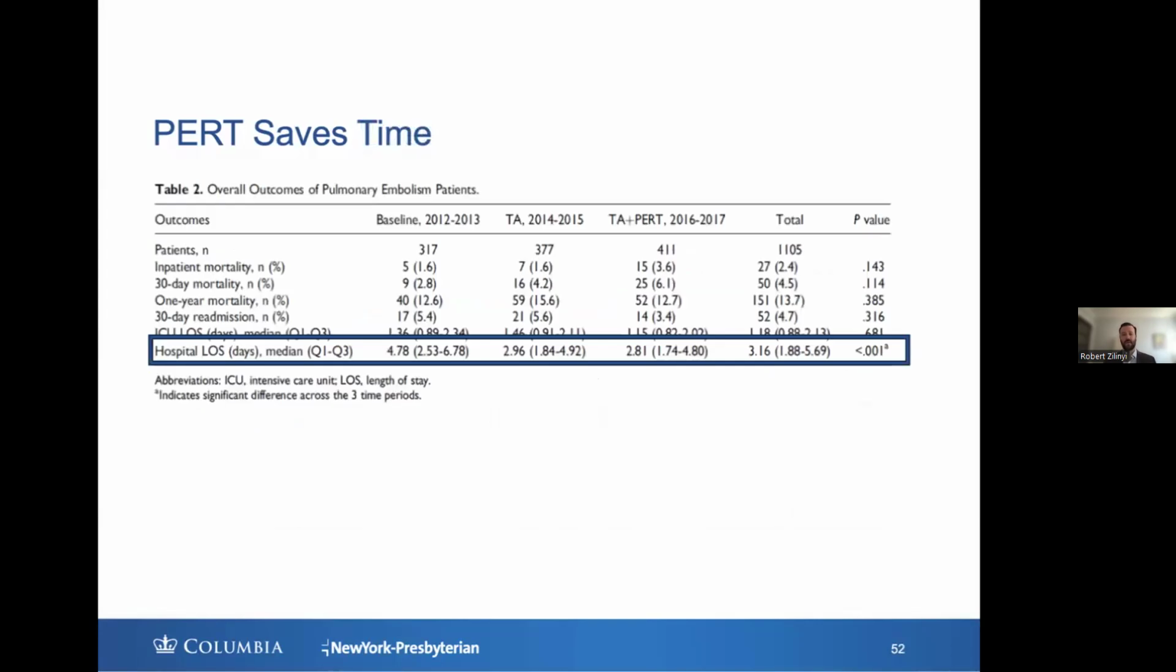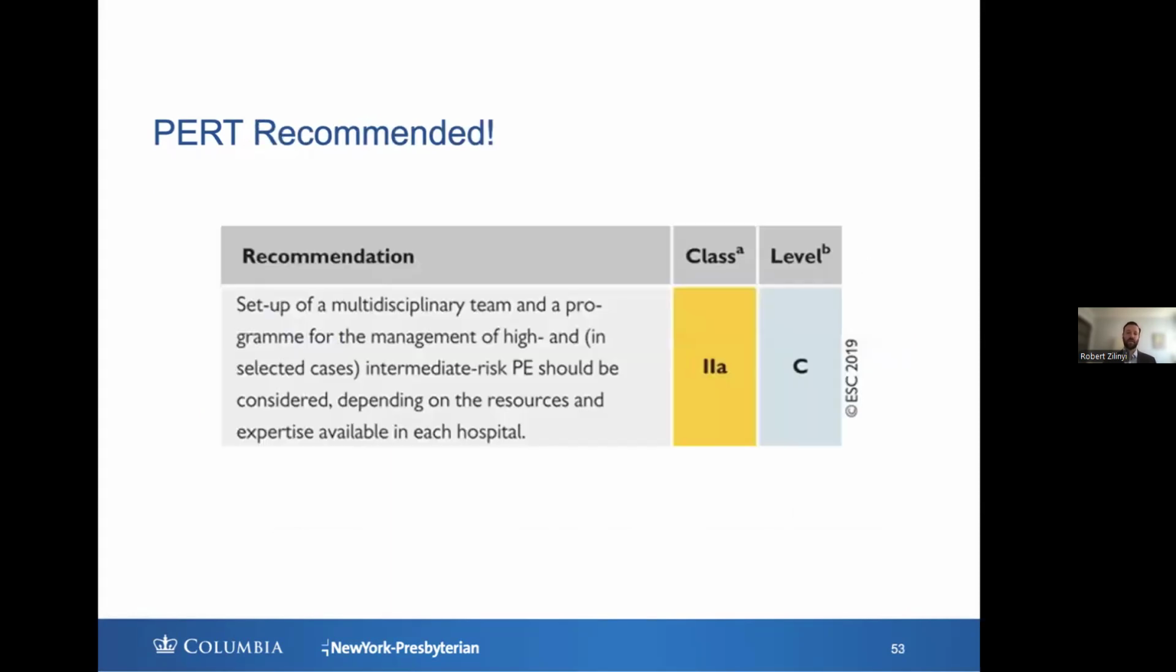PERT saves time. Our own institutional data has shown this. This is another study that has shown hospital length of stay is very significantly decreased with the use of PERT teams, again due to the early application of guideline-directed therapies, enabling early transition to oral anticoagulants and discharge from the hospital with close patient follow-up.